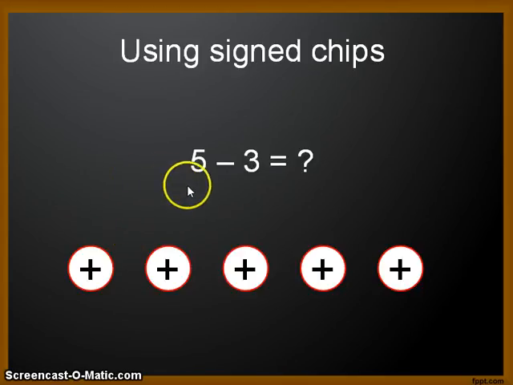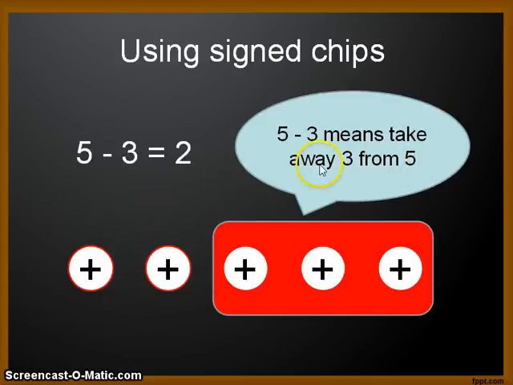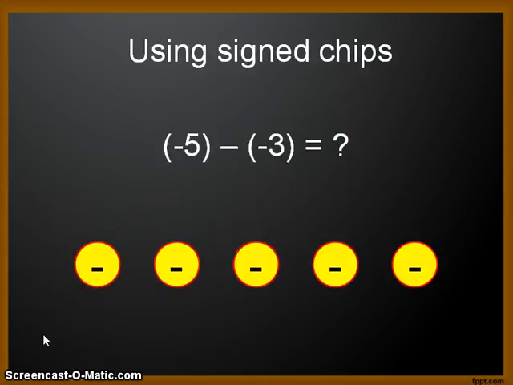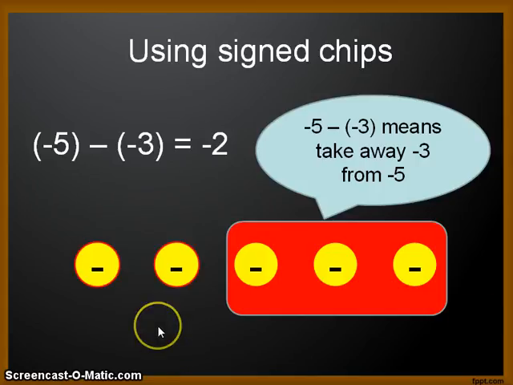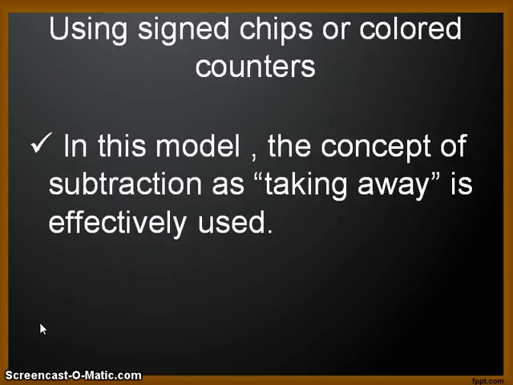Since we have 5 positives, it means that we have to take away 3 positives from 5. So the remaining chips will only be 2 positives. Now, if we are to subtract a negative from a negative, let us represent that with the negative chips. So it means that we have to take away 3 negatives from 5 negatives, and the remaining chips will only be 2 negatives. In that model, the concept of subtraction as taking away is effectively used.